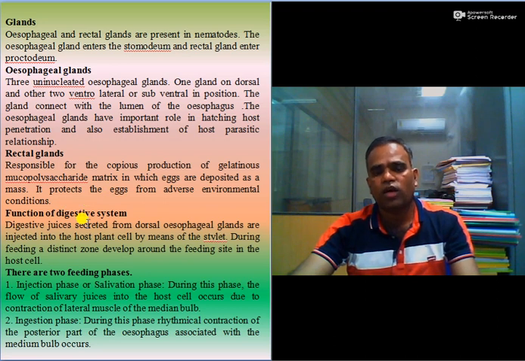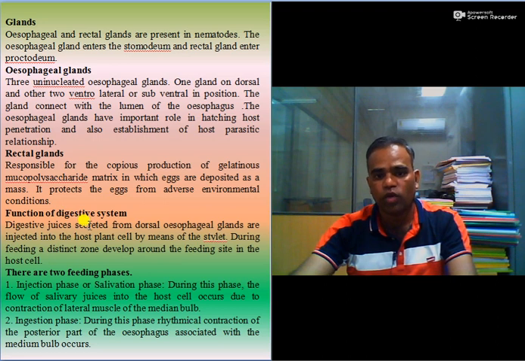So the functions of the digestive system are: digestive juices secreted from the dorsal esophageal gland. These are injected into the host gland cell by means of the stylet.